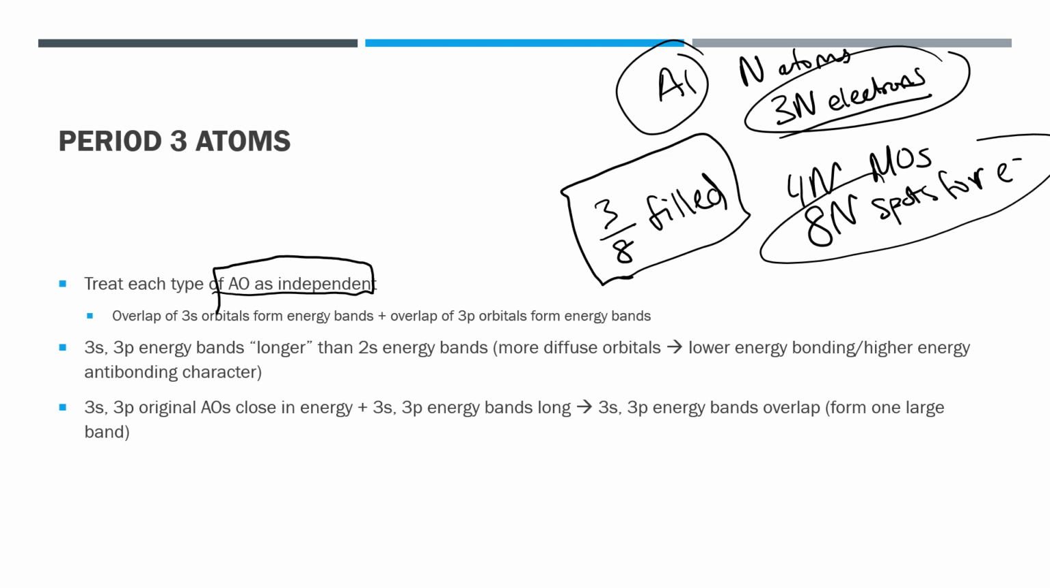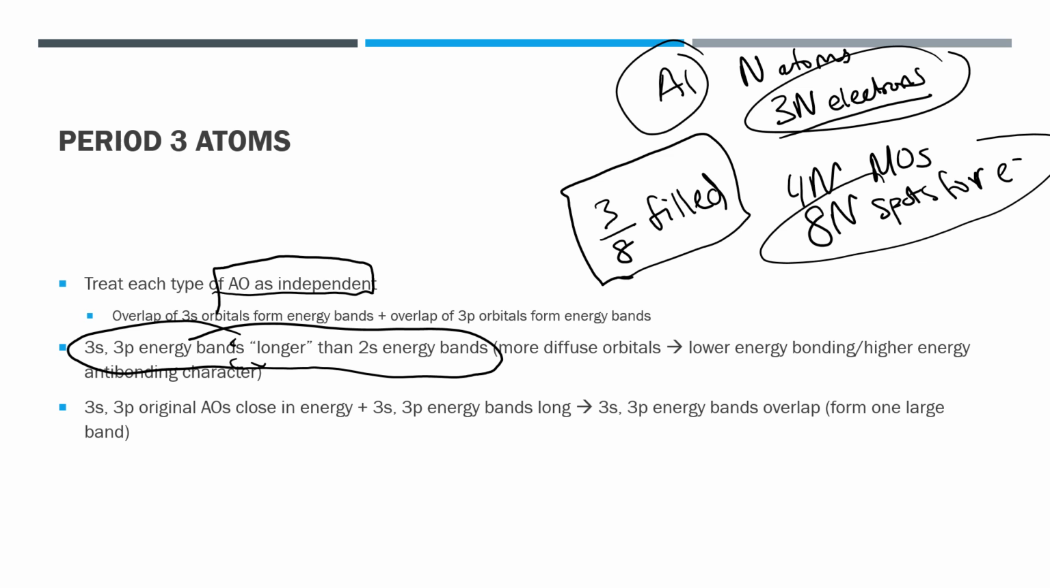But how does period 3 and below differ from period 2, 2s and 2p, for example? The 3s and 3p energy bands are going to be longer than the 2s energy bands. So this is important. And why? Because 3s and 3p are further out from the nucleus. They're more diffuse orbitals, and when they're more diffuse, we're going to have lower energy bonding and higher energy anti-bonding. I explained this in the previous slide. More diffuse means more overlap, which means lower energy bonding.